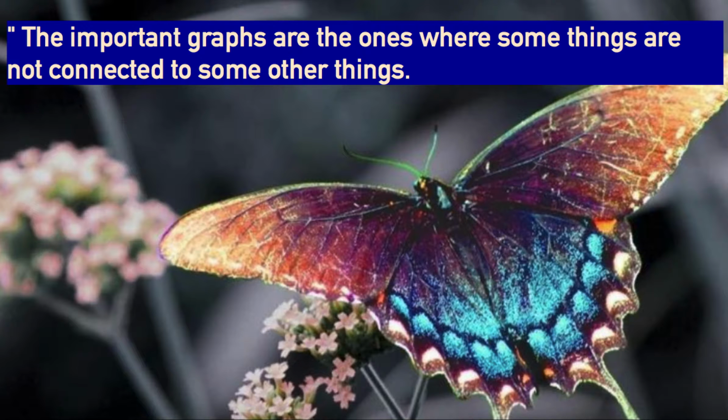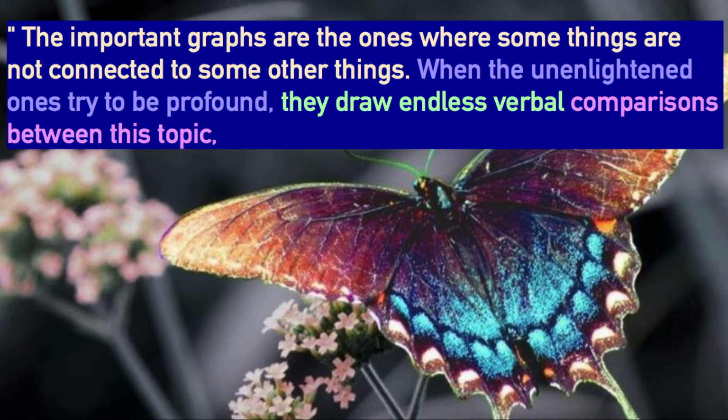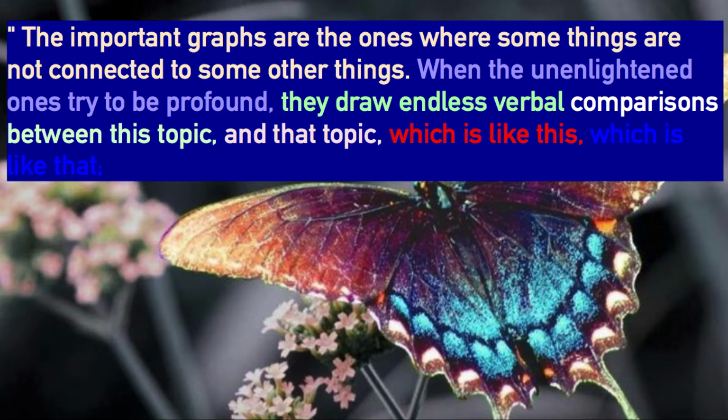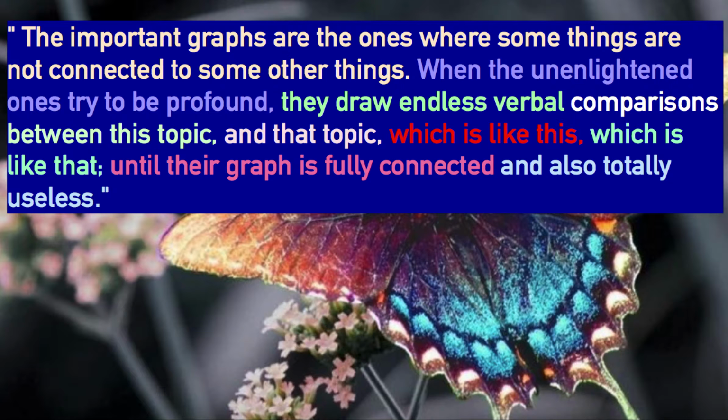The important graphs are the ones where some things are not connected to some other things. When the unenlightened ones try to be profound, they draw endless verbal comparisons between this topic and that topic, which is like this, which is like that, until their graph is fully connected and also totally useless. Eliezer Yudkowsky.